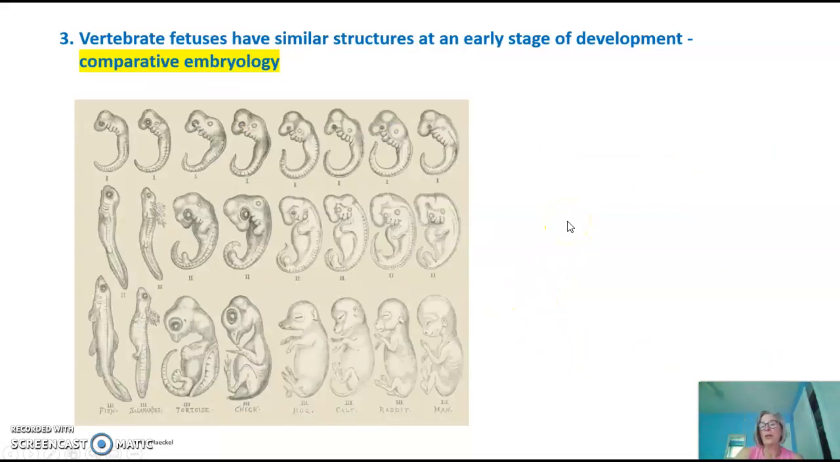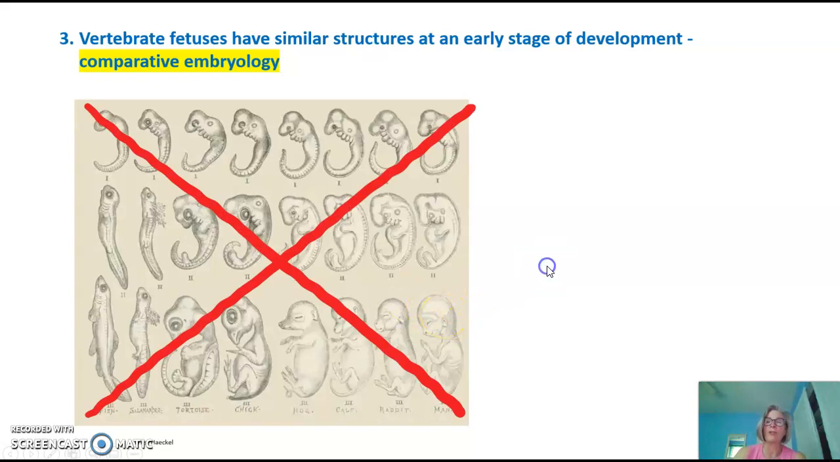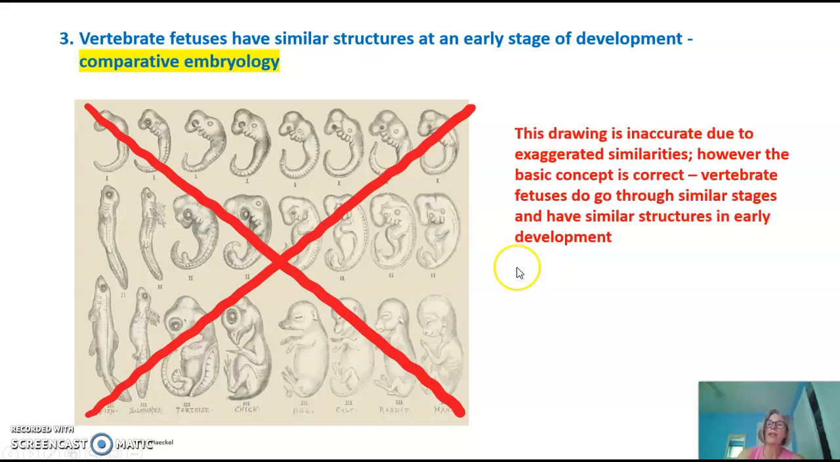Another way that we can show that evolution has occurred is something called comparative embryology. So vertebrate fetuses have very similar structures at an early stage of development. This is a very famous drawing by a scientist named Ernst Haeckel from Germany in the late 1800s, and it's famous for wrong reasons. It is actually shown to be not true because this drawing is inaccurate.